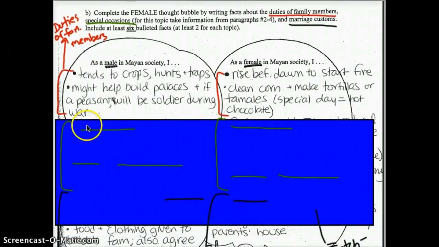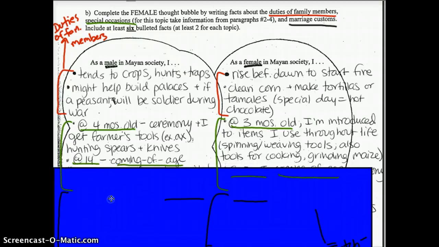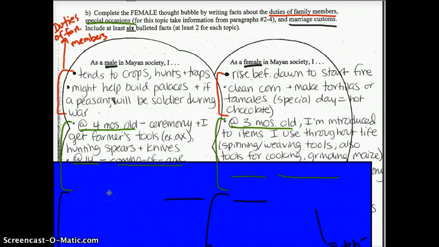The next section we have are special occasions. So there was a ceremony. The first 2 ceremonies happened when babies were infants, 4 months for males, 3 months for females, and the idea was to introduce them to items that they would use later in life. So you can see the boy items, and I gave some examples, versus the girl items. It kind of goes along with the roles that were mentioned in the first set of facts about duties for family members.